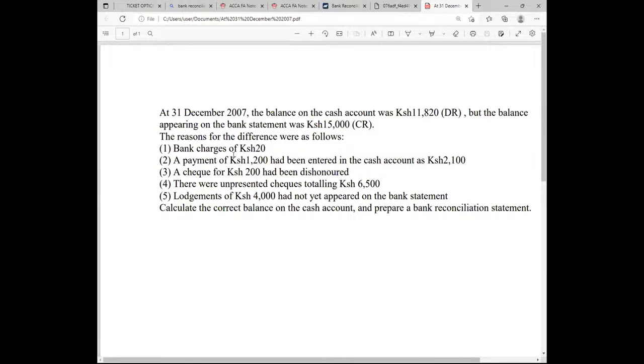This is quite a bad question that I've been given. How can we have bank charges of that? Even in 2007, bank charges were way higher. But because it's for illustration, no worries. So you're told bank charges Kenya shillings 20.